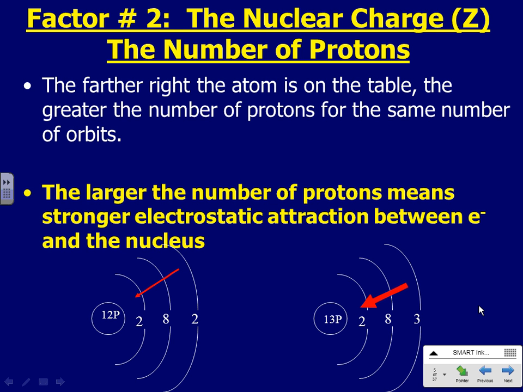The further to the right the atom is on the table, the greater number of protons it has for the same orbits. The larger number of protons means a stronger electrostatic attraction between the electrons and the nucleus. And aluminum is holding on to its outer electrons harder than a magnesium. Okay? Those are the 2 pieces of logic that you'll use over and over again to explain these trends that I will start to talk about tomorrow. All right, that's that.